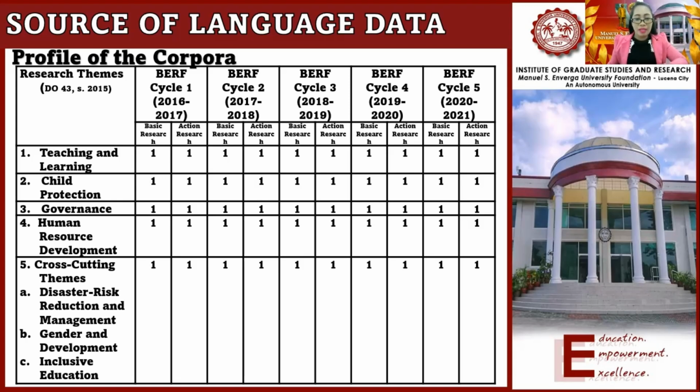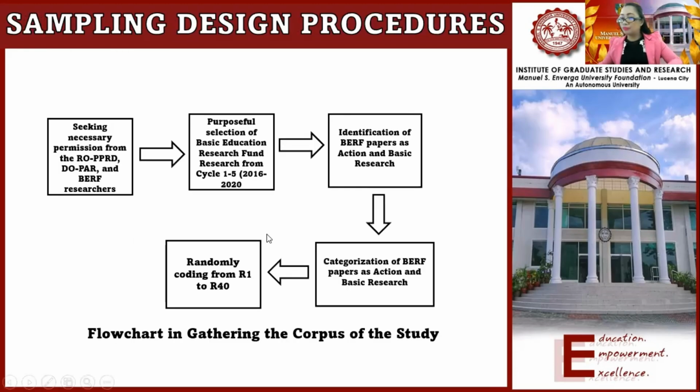So the materials or the papers will also be chosen considering the FAIR principle of Wilkinson et al., 2016, which is findable, accessible, interoperable, and reusable. Okay, so this shows the sampling design and procedures.